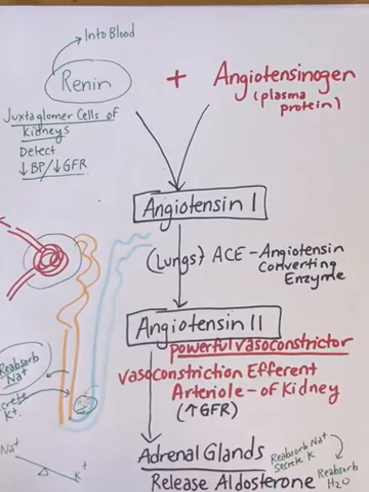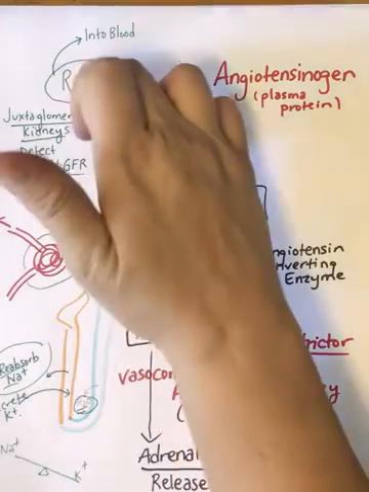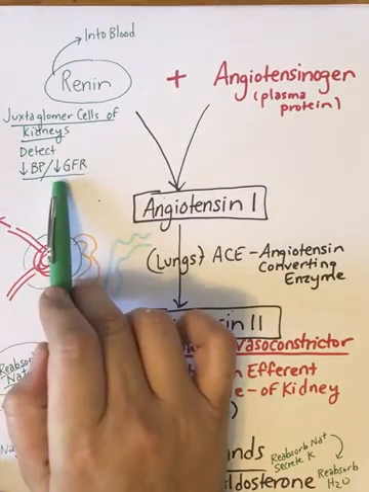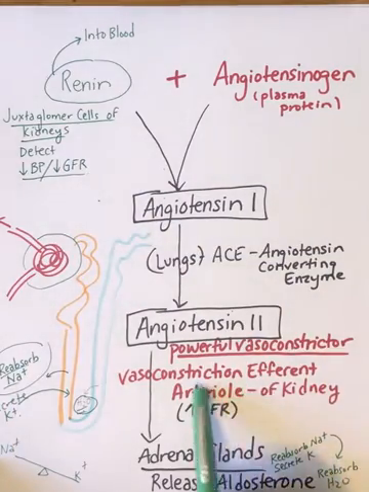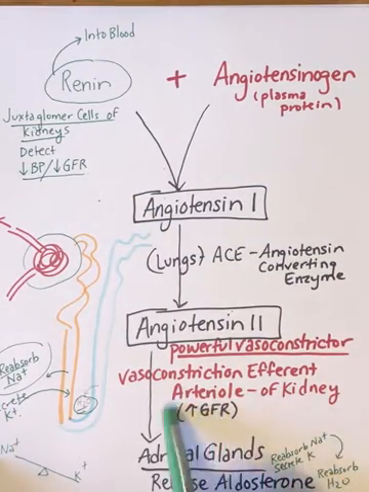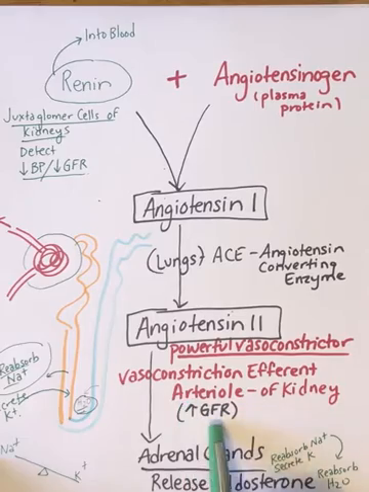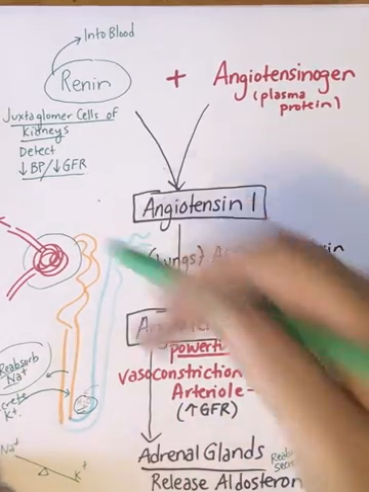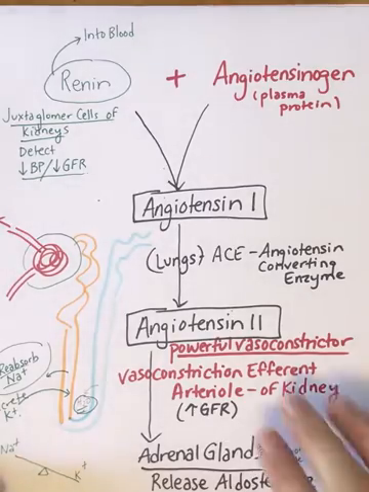So that's your renin, angiotensin, aldosterone system, and we've added a little bit to it. All right, so renin is produced when you have low blood pressure and low GFR. So when you vasoconstrict the efferent arteriole, you can increase the glomerular filtration rate so you can reabsorb sodium and thus reabsorb water to raise your blood pressure.